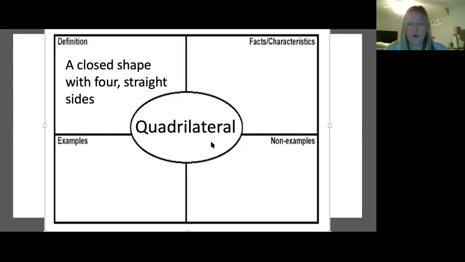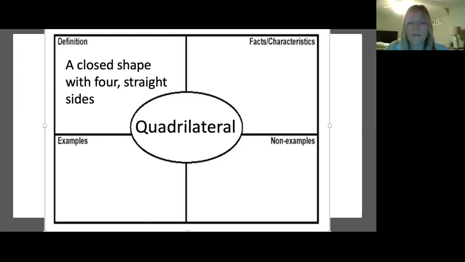Quadrilateral. Excellent. And would you be able to read the definition of what a quadrilateral is? A closed shape with four straight sides. Good reading. So that's a closed shape with four straight sides. Awesome job. So what we're looking at here is a chart, and this chart's called the Frayer model, and it helps us get an idea of what this word quadrilateral means.